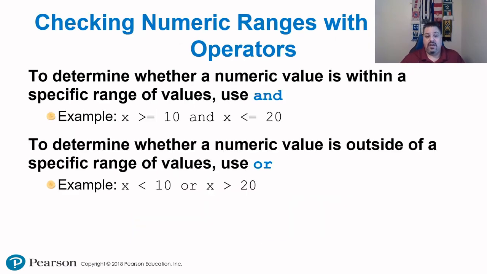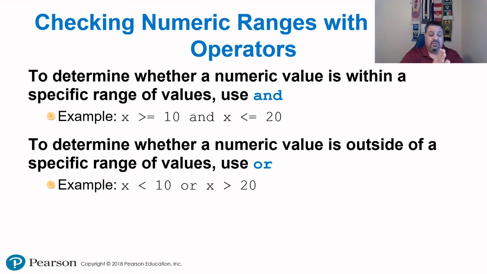So here's some examples. X is greater than or equal to 10, and X is less than or equal to 20. You'd use that to figure out if a number was between 10 and 20 inclusively. Is the number between 10 and 20? Well, is X greater than or equal to 10, and at the same time, less than or equal to 20? It's got to be in that range. Those two values together.